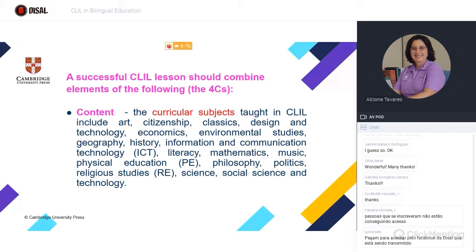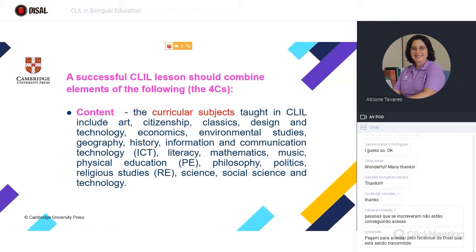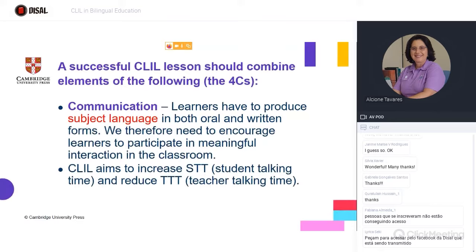Communication involves learners having to produce subject language. By subject language, we're talking about the subjects that we teach in two languages, in first language and in English in our case. So if we choose, for example, economics for CLIL lessons, we want learners to produce subject language, in other words, economics, in both oral and written forms. We therefore need to encourage learners to participate in meaningful interaction in the classroom. CLIL aims to increase student talking time and reduce teacher talking time.